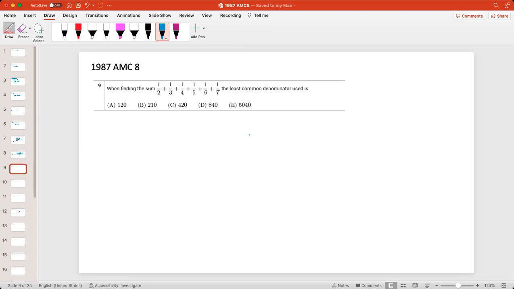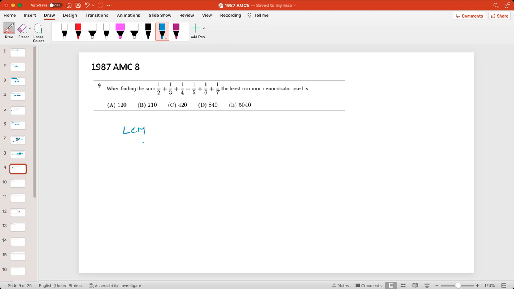Okay, now going to the next question. When finding the sum 1 by 2, 1 by 3, 1 by 4, 1 by 5, 1 by 6, 1 by 7, what is the least common denominator used? So it's basically an LCM problem of 6 numbers. How do we find the LCM of 6 numbers? We are very used to finding the LCM of 2 numbers, so how about 6 numbers? You just keep doing it for every 2 numbers.